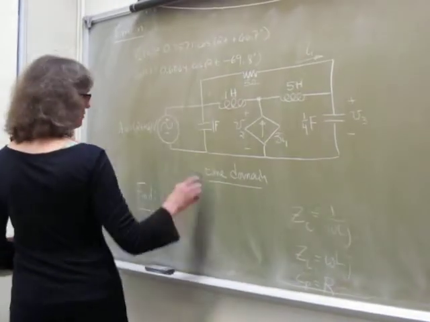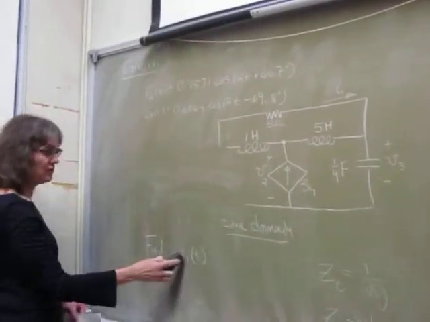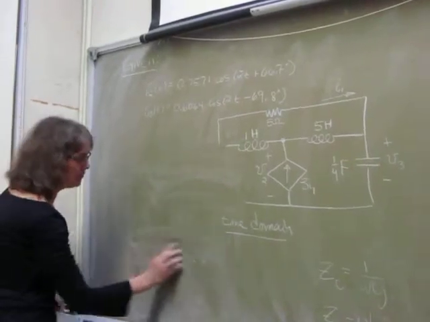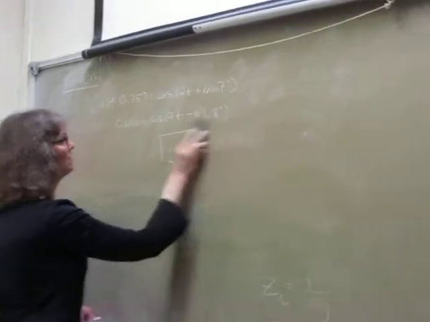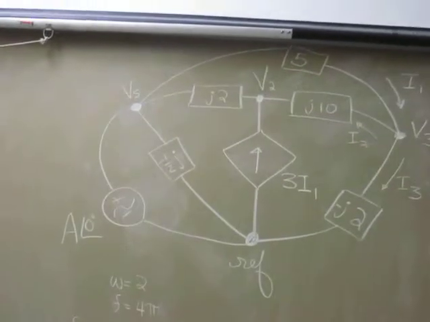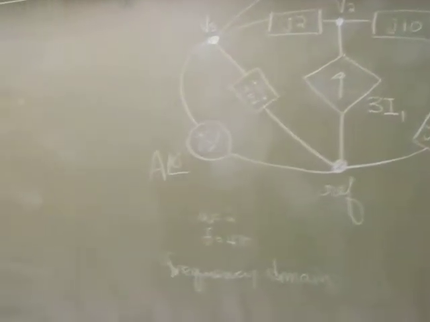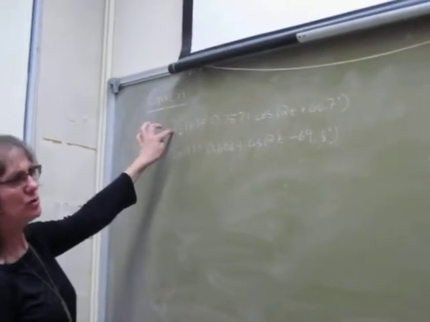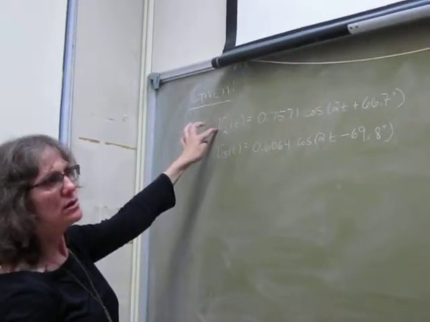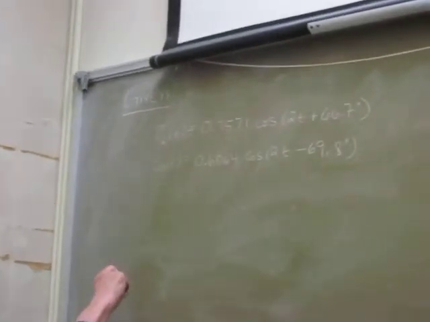So I'm going to erase this. Okay, we don't need the time domain anymore. I'm looking for the current I1 in the time domain, but once I find it in the frequency domain, I can easily transfer it back to the time domain. We are given some values for V2 and V1 in the time domain. So looking at this, V2 in the frequency domain, where's V2? There it is. It's that node in the middle.